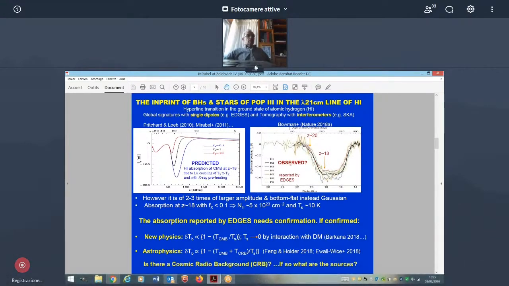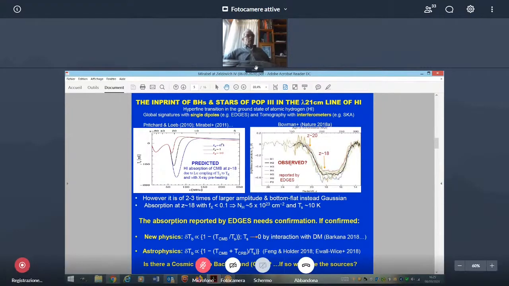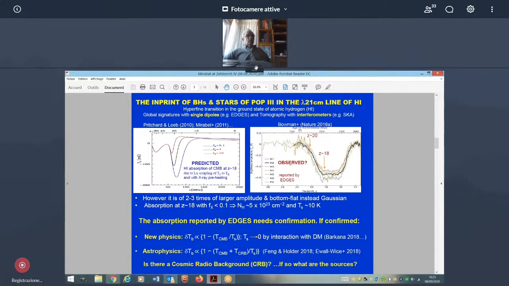So the surprise that produced a great excitement among people working in cosmology was the tentative detection reported in Nature by an experiment called EDGES of a very deep absorption produced in between the redshifts of 20 and 18, which correspond to an interval of time of only 20 million years, a very sharp absorption initiated at onset at redshift of 20, as was roughly predicted here in these models.